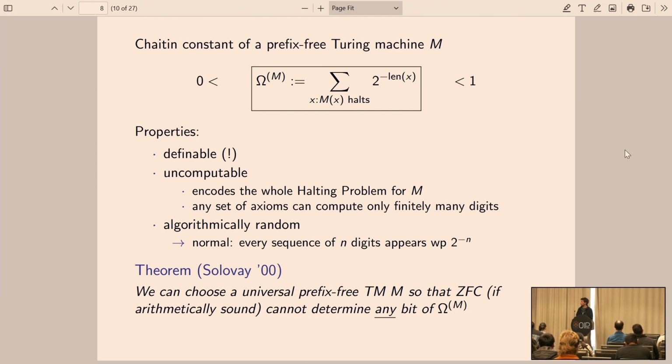And yeah, so this number is a bit string of infinite length, where each digit is either 0 or 1. But rather surprisingly, we can choose a universal prefix-free Turing machine so that the standard axiomatization of mathematics, if arithmetically sound, cannot determine any bit of this number. So even though every digit is either 0 or 1, and we even know something about the statistical properties, which is that they all appear with equal probability, there's not a single bit that you could point to and tell me what it is.